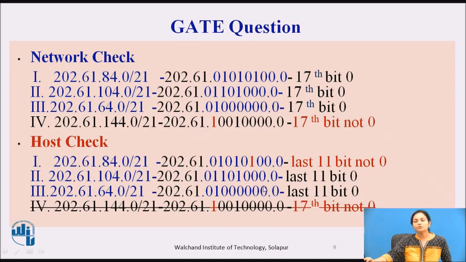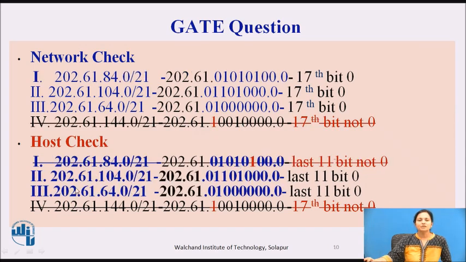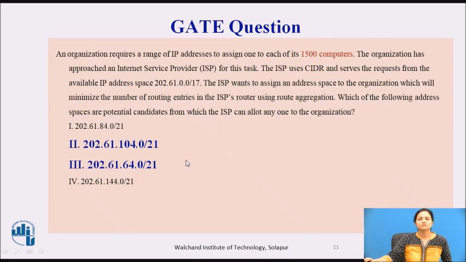So the remaining two options are okay for our network address. So they are okay as IP addresses. The first one and the last one are eliminated in the network check and host check. So the remaining two addresses are okay with our network. So this is the answer here.